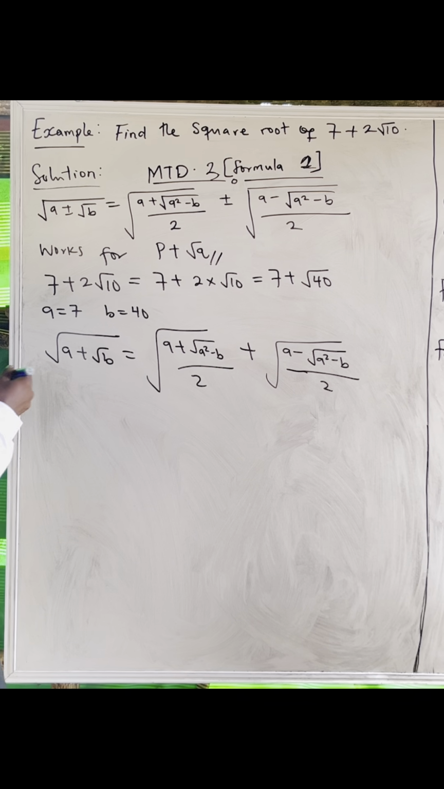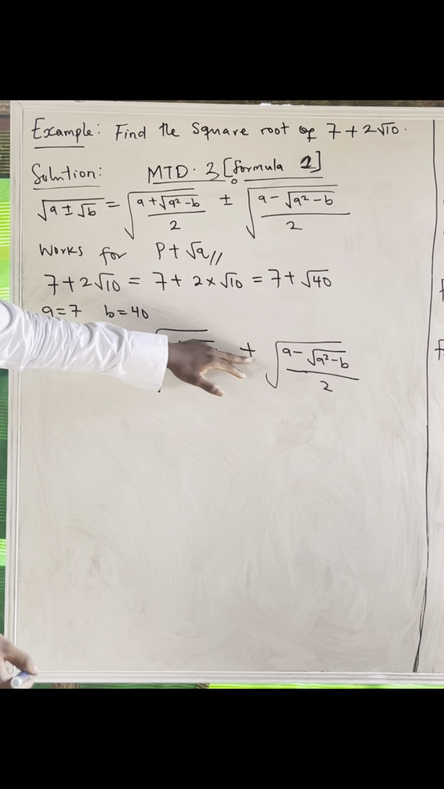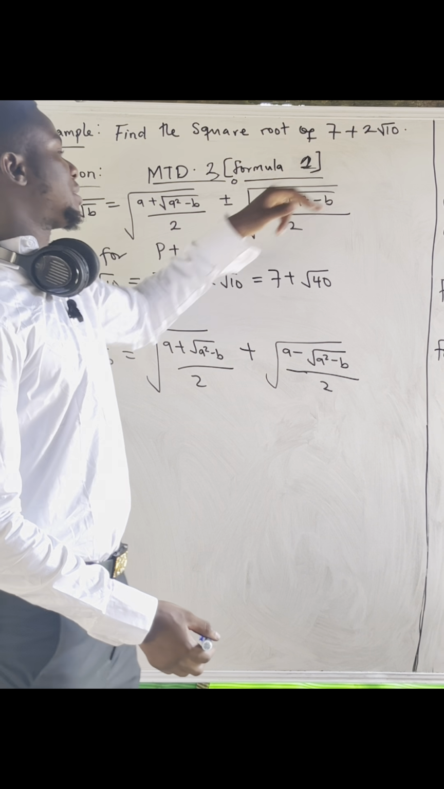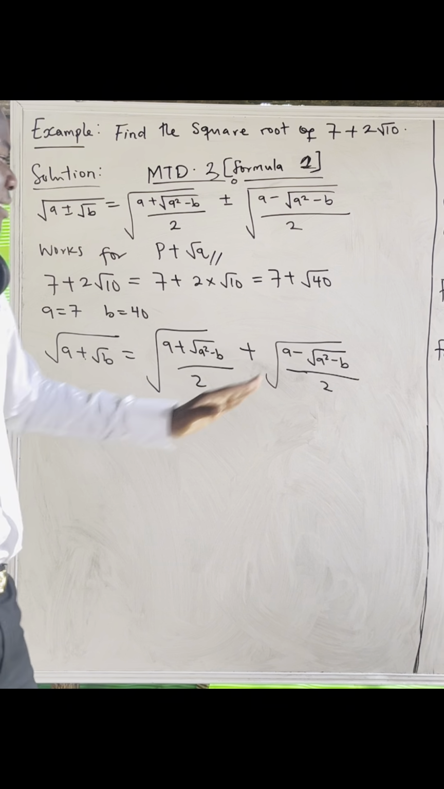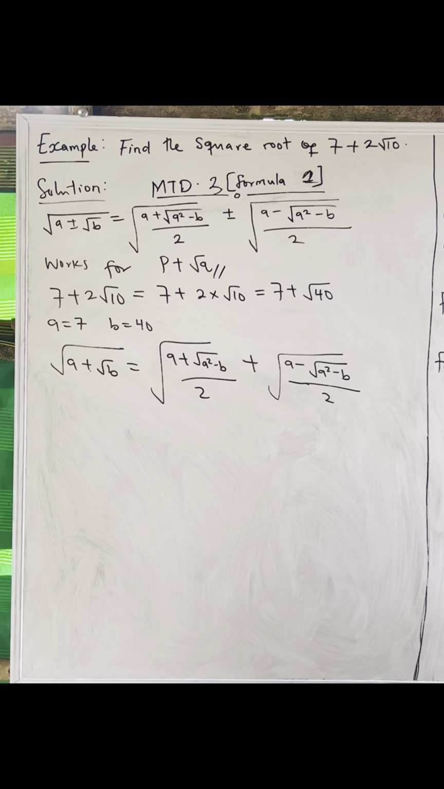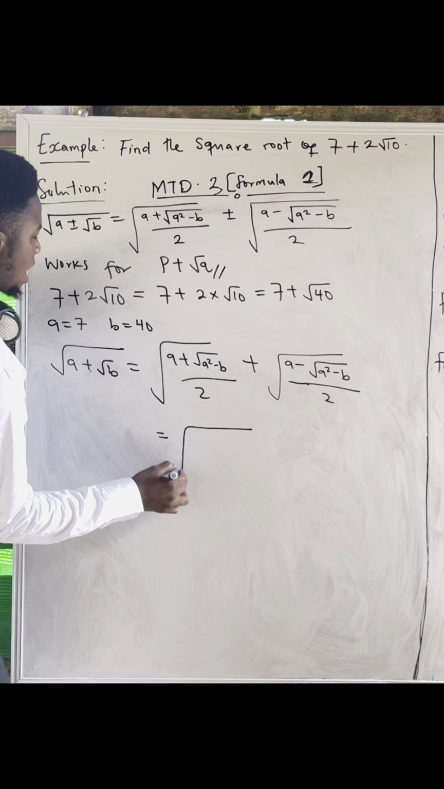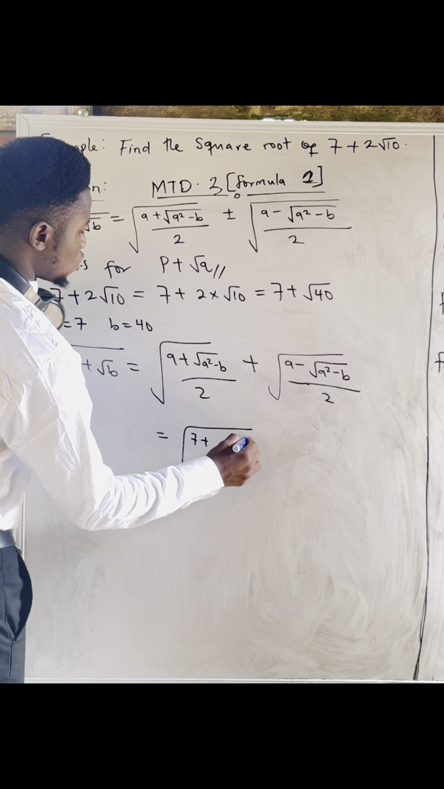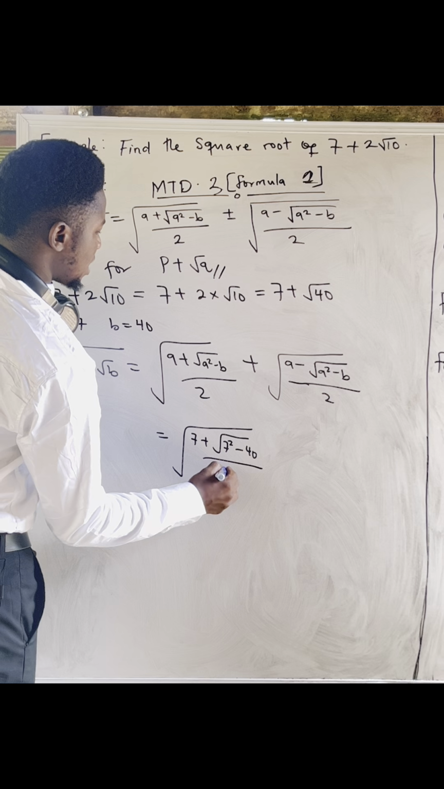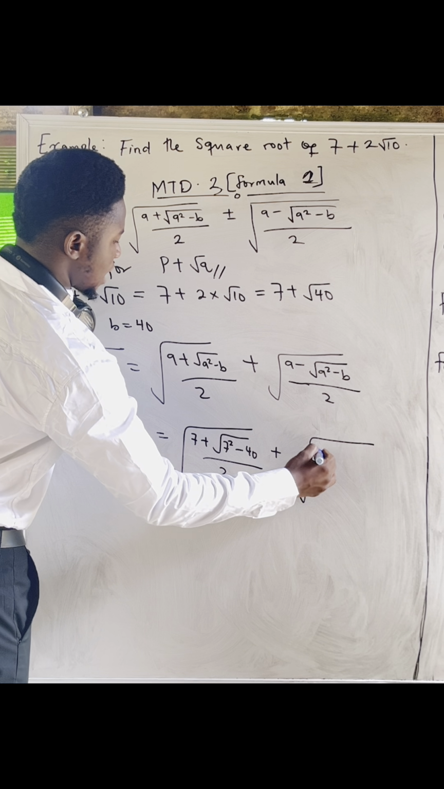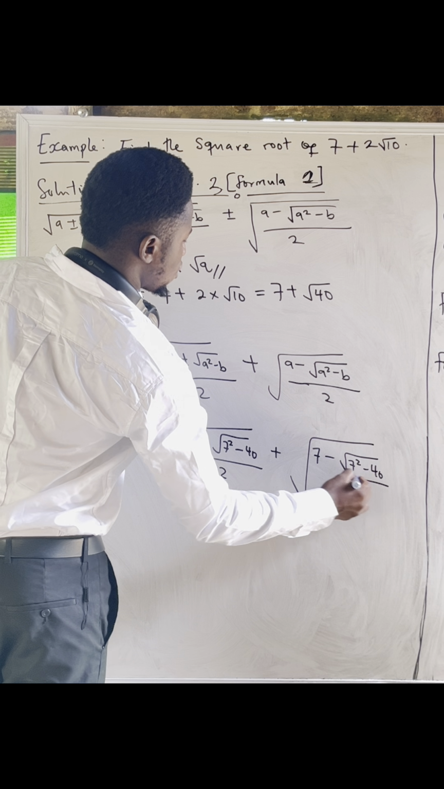Do not forget that if what is in the question is plus, then the formula here should be plus, and here should also be plus. But if it is minus, here should be minus, and here should also be minus. Since our question is plus, that's why we wrote it as this and this. Now, since we've gotten the value of our A and our B, let's just substitute. So this will now be square root of (7 plus square root of 7 square minus 40) over 2 plus square root of (7 minus square root of 7 square minus 40) over 2.